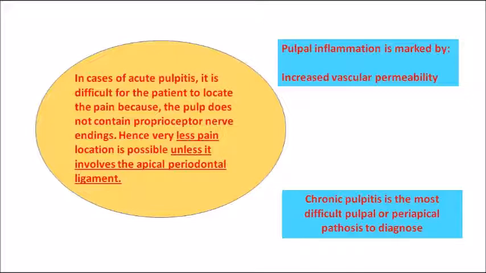In cases of acute pulpitis, it is difficult for the patient to locate the pain because the pulp does not contain proprioceptor nerve endings.